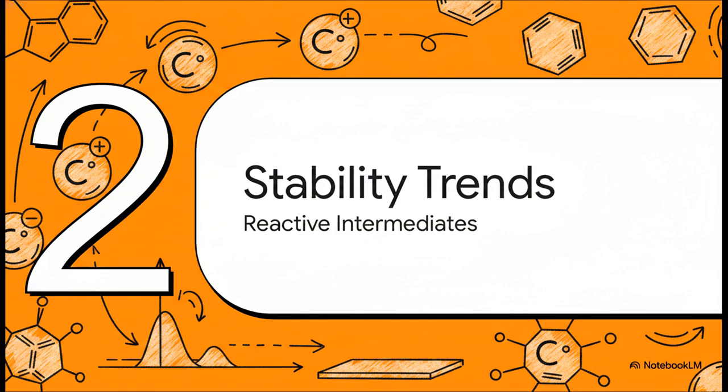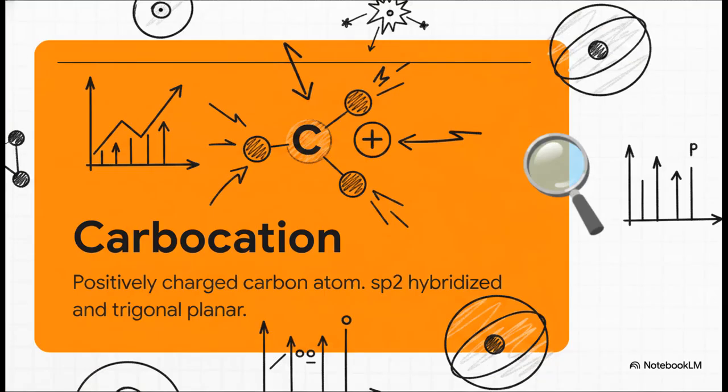Moving right along to Section 2, critical stability trends. So when those electrons shift around, they often create these temporary, super unstable middlemen, and the stability of these intermediates dictates absolutely everything that happens next. The absolute most famous of these intermediates is the carbocation.